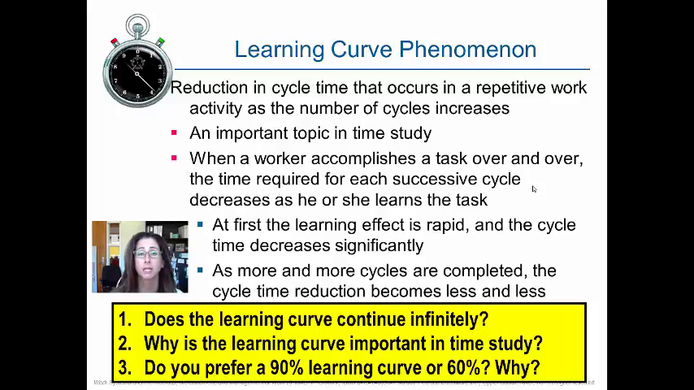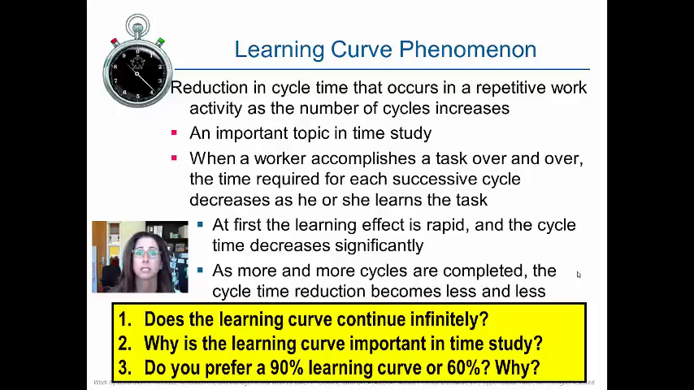So it's an important topic in time study, and maybe I'll save that for a discussion in class, but why do you think it's an important topic in time study? Think about back early in the quarter when we set the standard time. Where in the learning curve would you want to set the standard time? So maybe just think about that as we talk through this. I kind of talked about these things already, and so the steeper the learning curve, the faster the worker is learning.